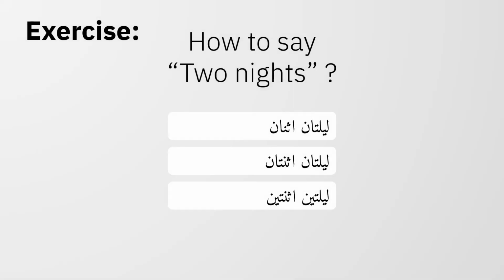Now, how to say 2 nights? Is it ليلتان اثنان, or ليلتان اثنتان, or ليلتين اثنتين? ليلتان اثنان is wrong. Can you tell me why? Because we need to add the ta of femininity, the feminine ta. Remember that the noun ليلة is feminine. Therefore, we need to change the gender of اثنان by adding the ta of femininity.